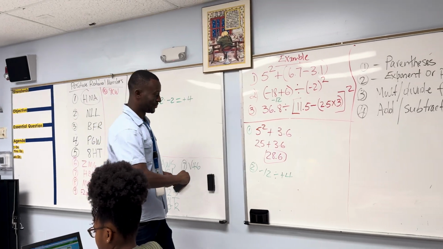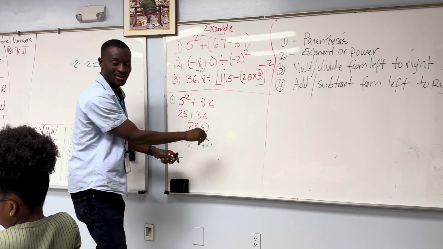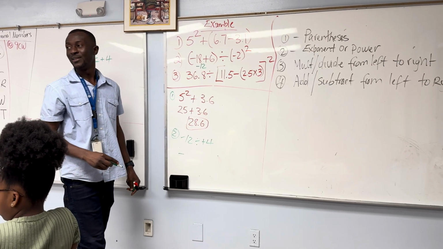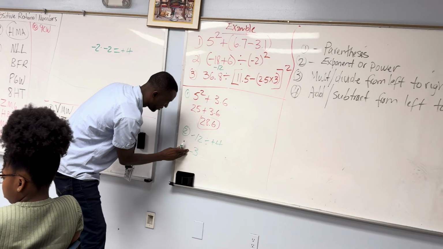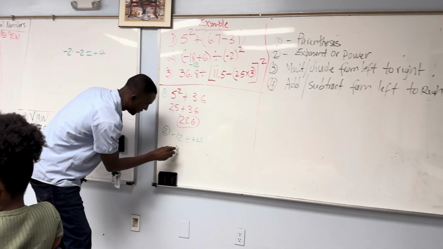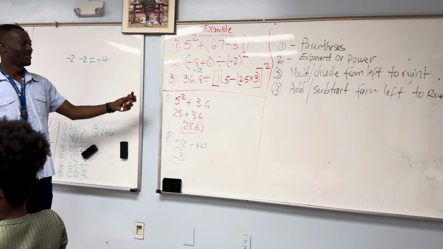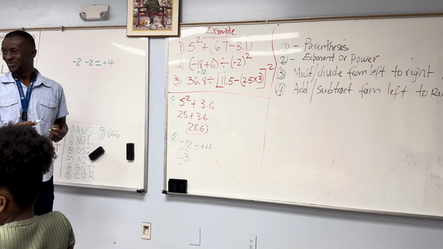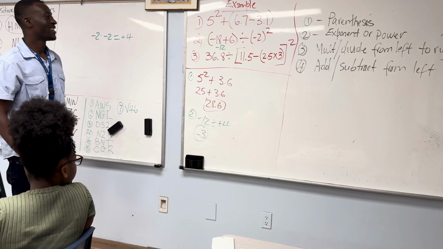So that's going to give you what? Negative 12 divided by 4 is 3. That would be negative 3. See? Negative 3. Easy. Do I have to do the last one? Yes, just do the last one. Okay, let's do the last one.